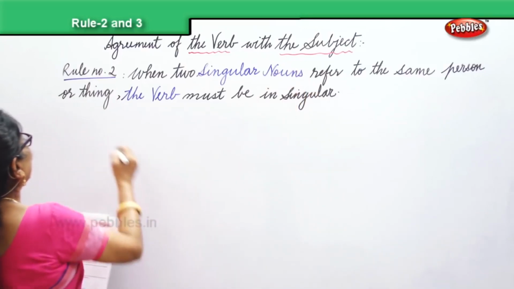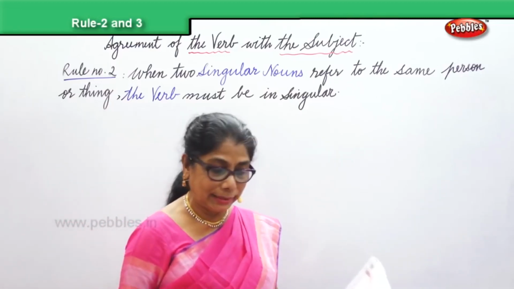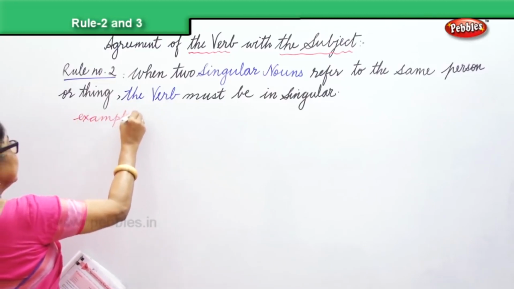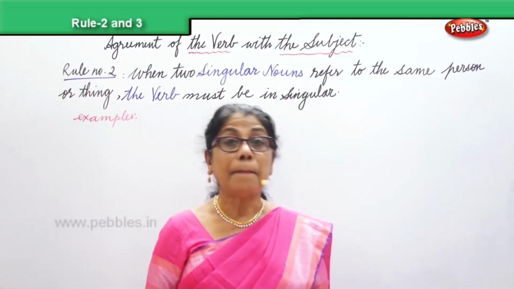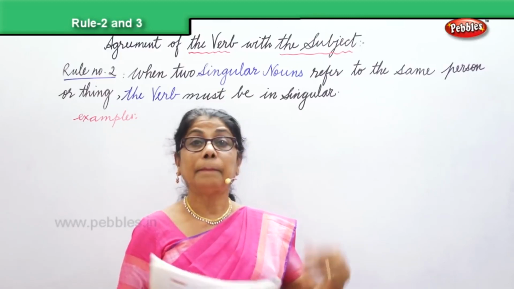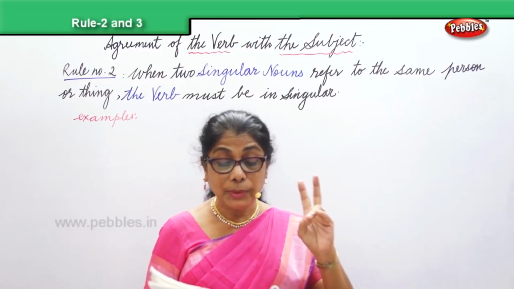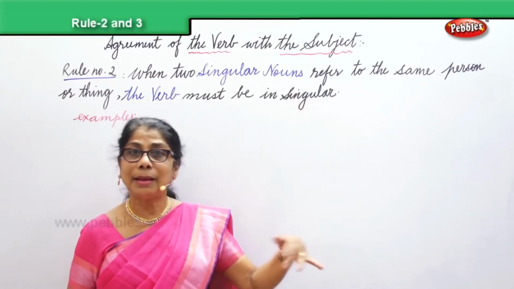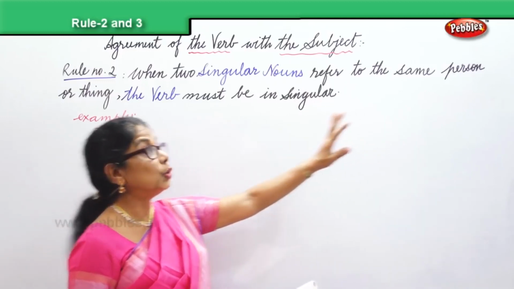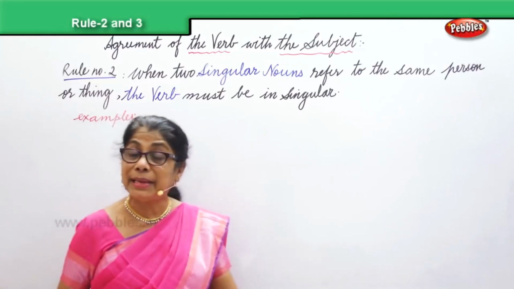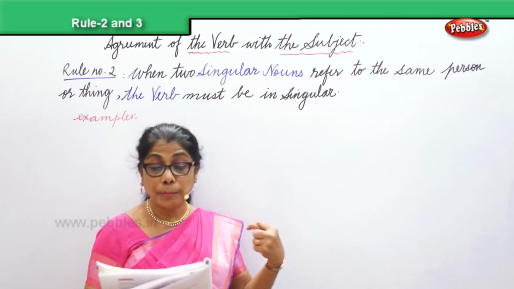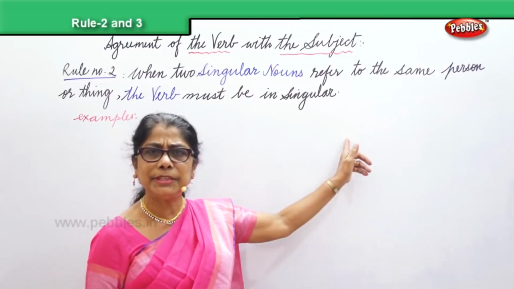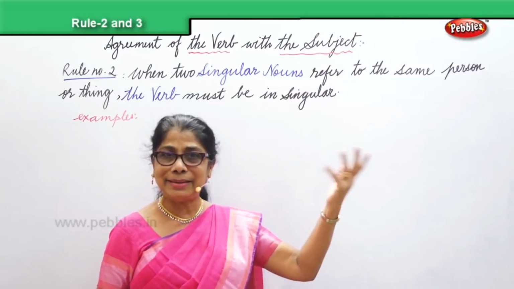Okay. Now, I have examples for you to look at. What are the examples? My guide, that's one person, mentor. So here we are referring to singular nouns, but of the same person. My guide, my mentor, both are the same person. So when you are referring to the same person, the verb must remain singular. So not 'my guide and mentor are my father.' No, it has to be singular. My guide and mentor is.